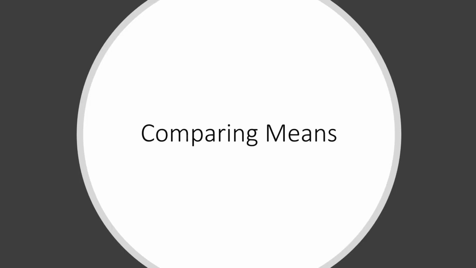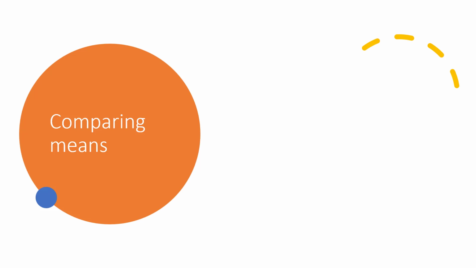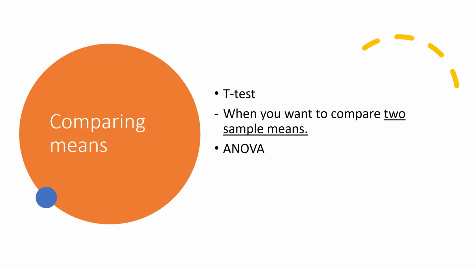Comparing means. There are two ways to compare the means. One is t-test, and the other is ANOVA. T-test is for comparing two groups, and ANOVA is for comparing more than two groups.